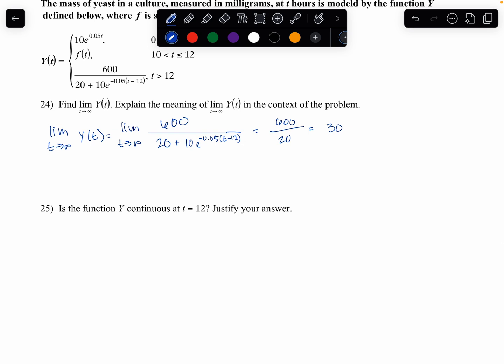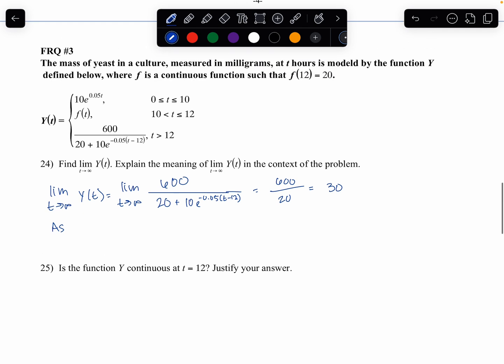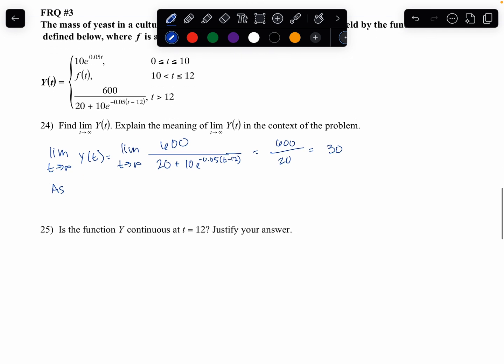So then as far as the meaning of y of t in the context of the problem, what does t represent? As t in hours approaches infinity, that just sounds weird. I don't want to say that. I'll say as t in hours increases, I think it'd be safe to say that. Again, I just think it's weird to say approaches infinity.